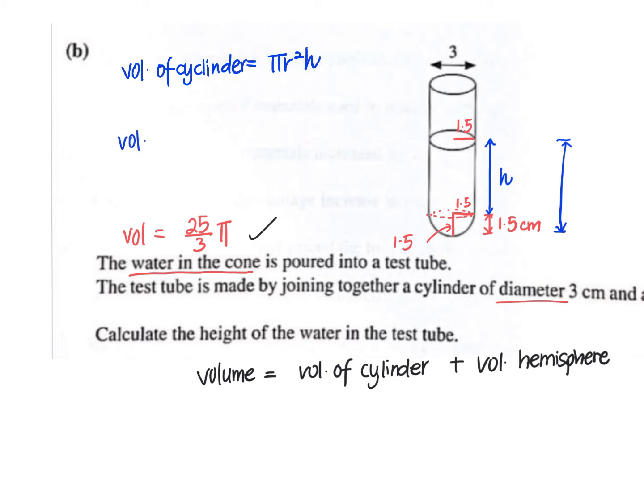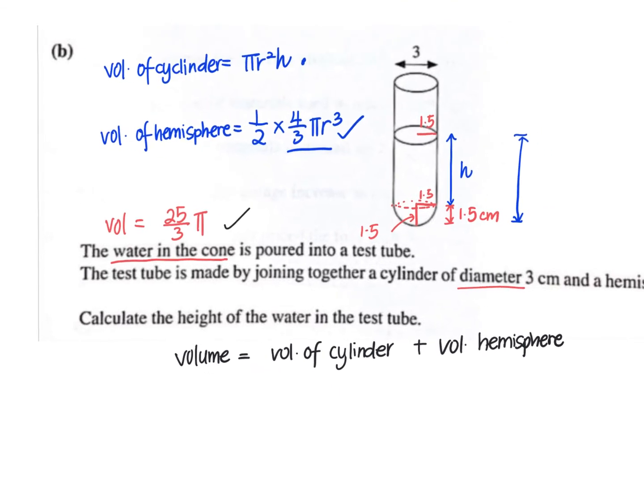The volume of a hemisphere is half of a sphere, right? So the formula for the volume of a sphere is 4 over 3 pi r cubed. Now this one, the 4 over 3 pi r cubed for a sphere, can be found on your formula sheet, but the volume of a cylinder is not given in the formula sheet. So for this one, you have to memorize it a little bit. Now we know these are the formulas already.